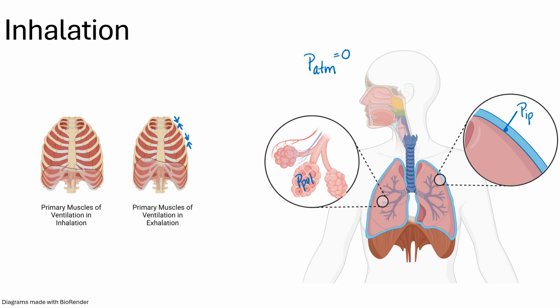And what they do is they bring the ribs closer together, and they move your thoracic cage both upward and outward. At the same time, the diaphragm is moving downward. So we're going from a chest cavity that looks like this to a chest cavity that looks more like that.